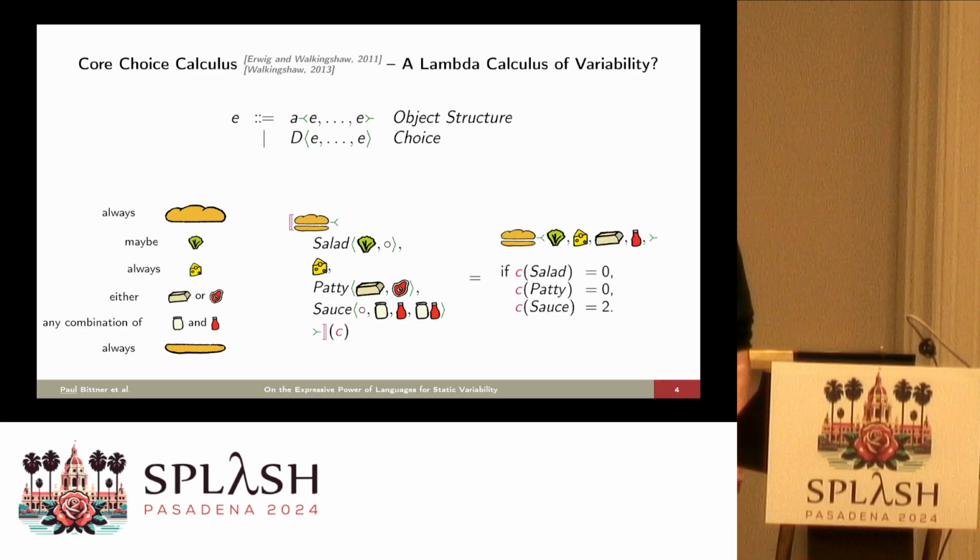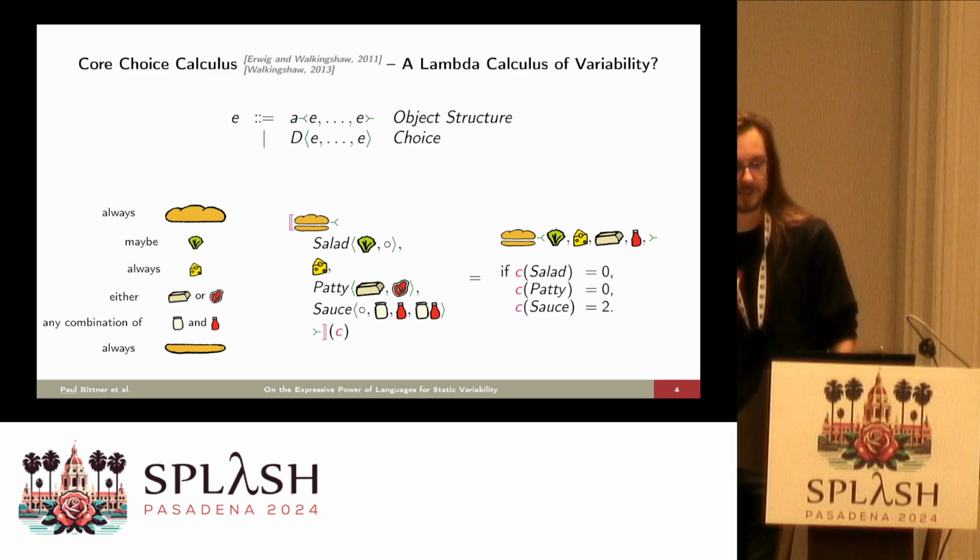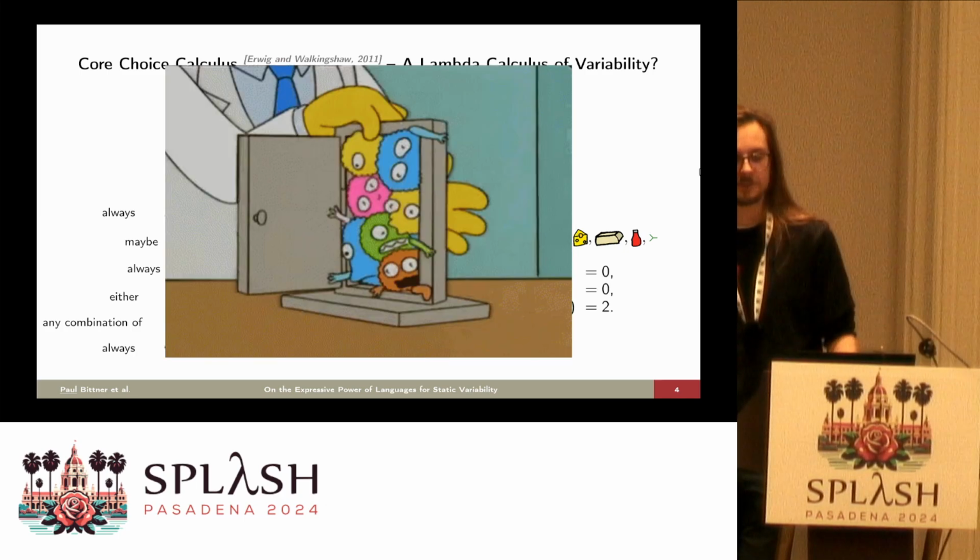And the semantics then is that we can configure all choices to end up with an expression without choices. So given a configuration, which is a function that tells us for each of these features, salad, patty, sauce, a value which we want to use, we can end up with, for example, this sandwich with salad, cheese, tofu, and ketchup. But it's actually not just choice calculus.